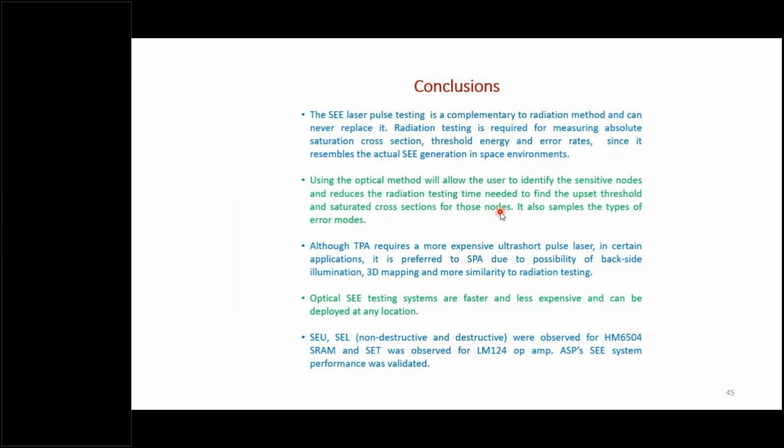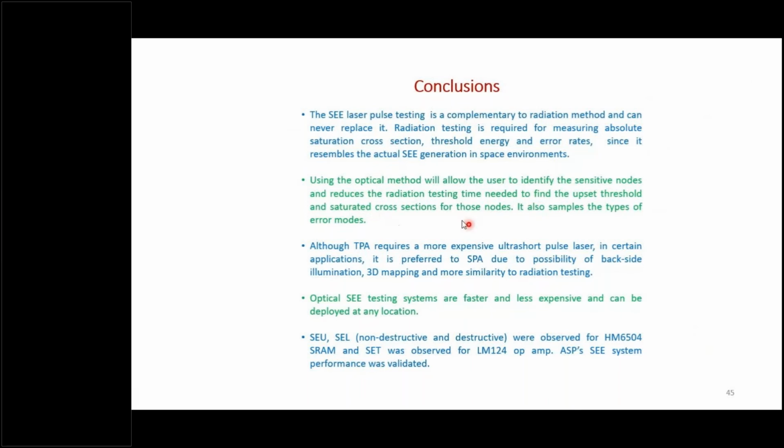So finally, we go to the conclusions of this talk. We found out that the SCE laser pulse testing is complementary to radiation method, and basically can never replace it. It is required for measuring absolute cross section. The radiation testing is for absolute cross section threshold, but the laser testing could be for preparation to go to an accelerator facility to find the error modes that you can get and to discard the faulty COTS pieces before going to the radiation facility.